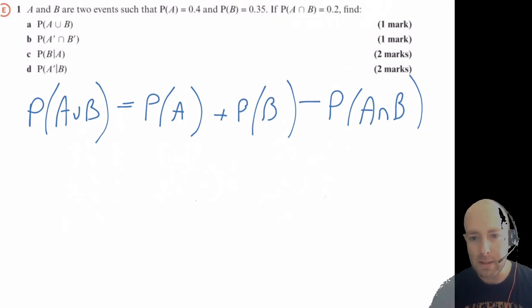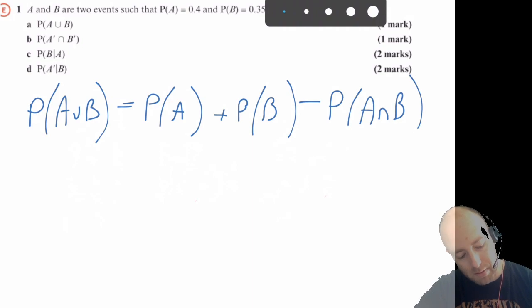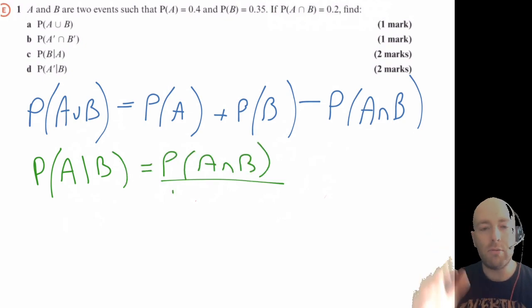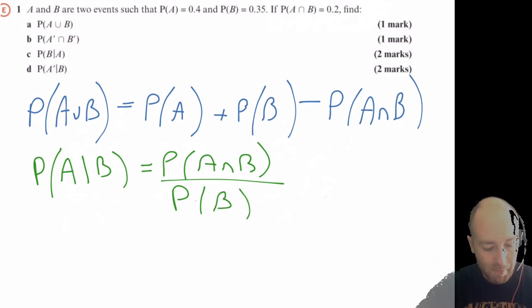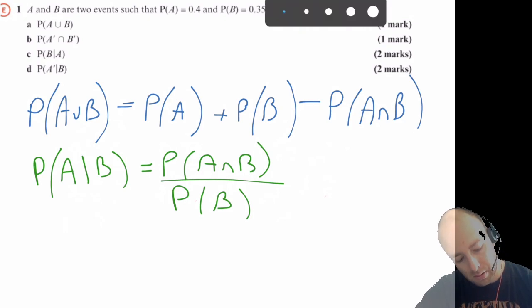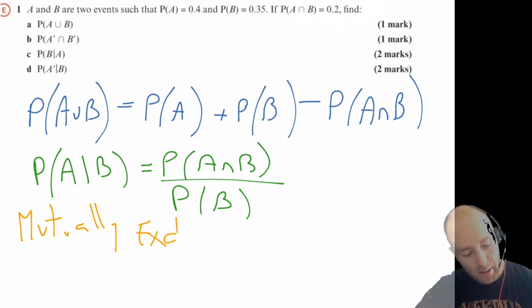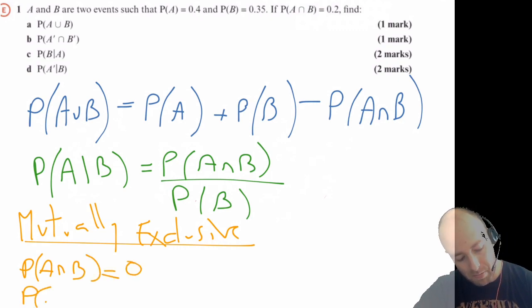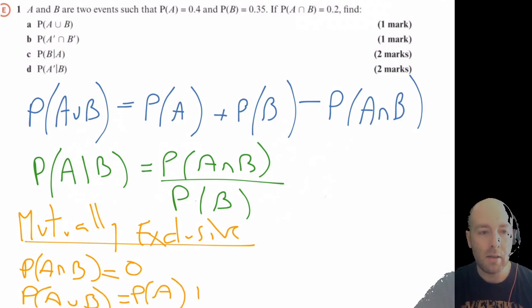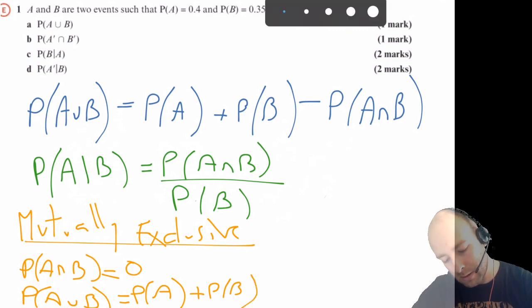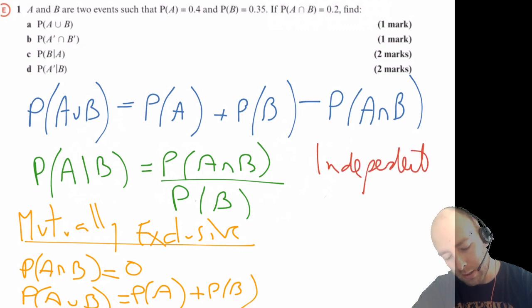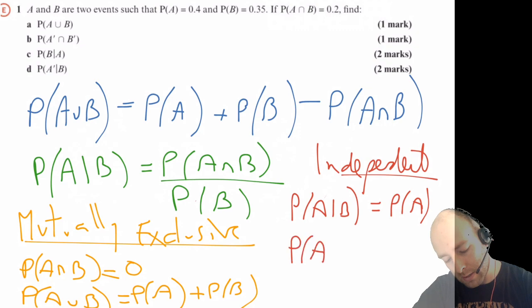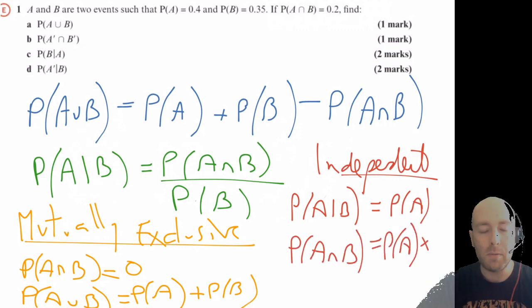We also looked at conditional probability. We said probability of A given that B has happened is A and B, the intersection, divided by B. So the sample space is now reduced down to B. And we also looked at mutually exclusive, where A and B is 0, which turns the top equation into A or B is A plus B. And we looked at independent events, which is when A given B is A. And that turns the second equation into A and B is A times B. So that's everything we've done so far.